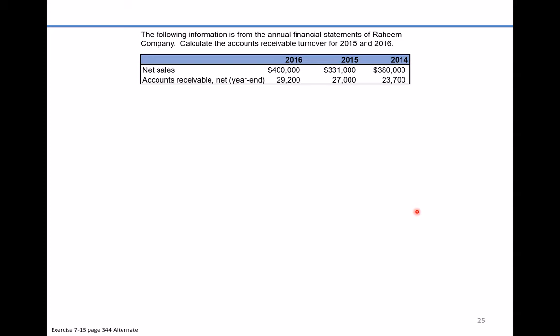So we have, for the company, actually for 3 years, their sales and their accounts receivable at net year end. That's important because in this calculation, even though we're using just 2015 and 2016 numbers, we will also use in our denominator an average of accounts receivable. So for the average accounts receivable for 2015, we use both the 2014 number and the 2015 number. Well, you may be asking why.